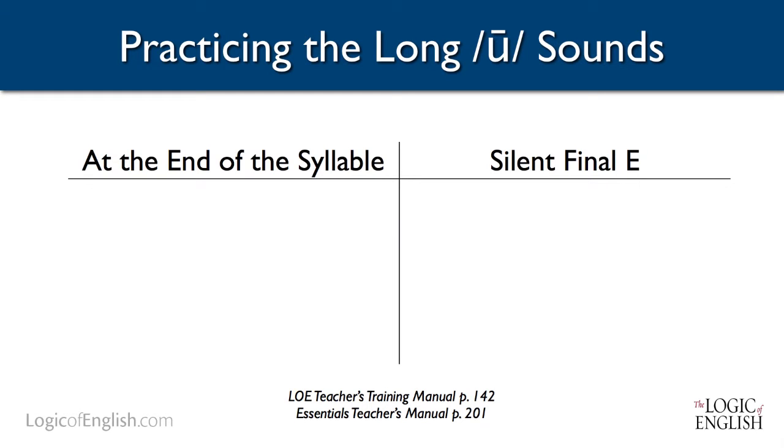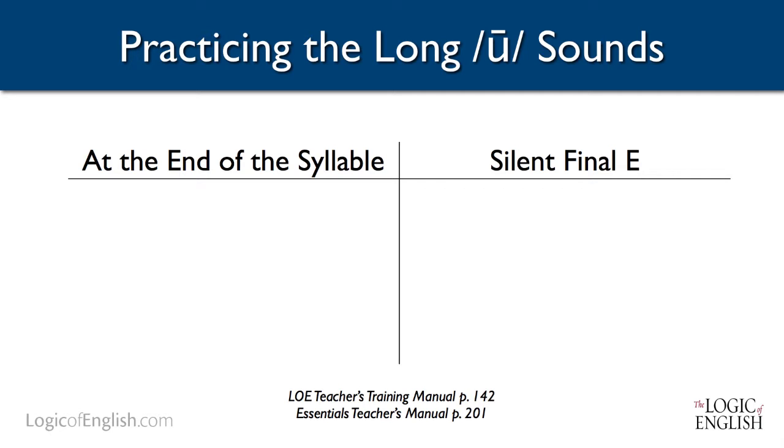So in your teacher's training manual on page 142, you have a chart that looks like this. We have a place to write words where the U is saying its name at the end of the syllable, and another column where you can write the word where a silent E is making it say its name, which would be in the middle of the syllable. So you're going to need to listen to the word and then write it in the correct column.